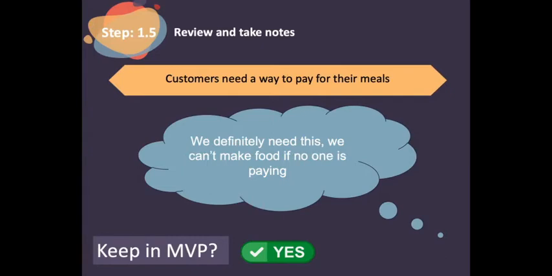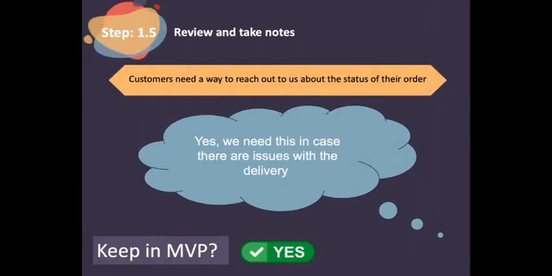Customers need a way to pay for their meals. We definitely need this. It's not a charity. We need them to pay for the food because we have to pay our vendors. So we'll keep this in our MVP. Customers need a way to reach out about the status of their order. We definitely need this in case there are issues with delivery. The difference between this and the other one is that the other one said real time, right? And this one just needs a way to reach out to us. So they don't need to see their orders in real time, but they do need to be able to reach us in case they need to find out the status of their order, right?